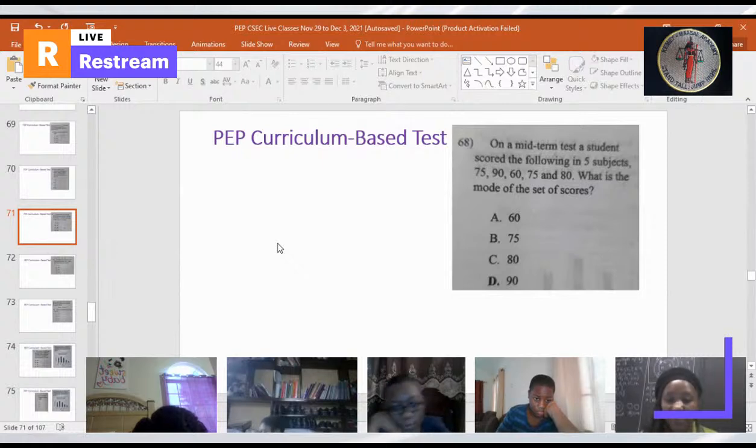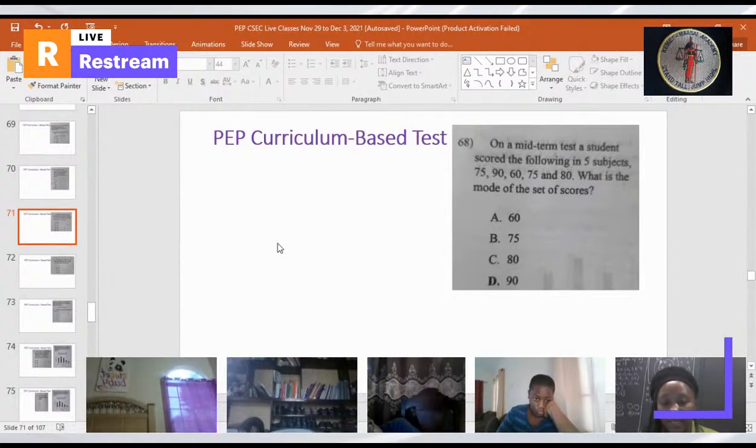So the question said on a midterm test, a student scored the following in 5 subjects: 75, 90, 60, 75, and 80. What is the mode of the set? And we know that the mode is the number that occurs more than other numbers. So there are 2 75s. So you are correct. 75 is the mode, and that is B.